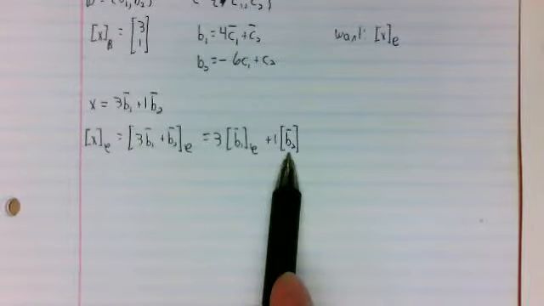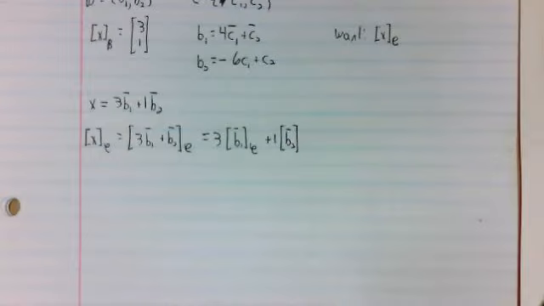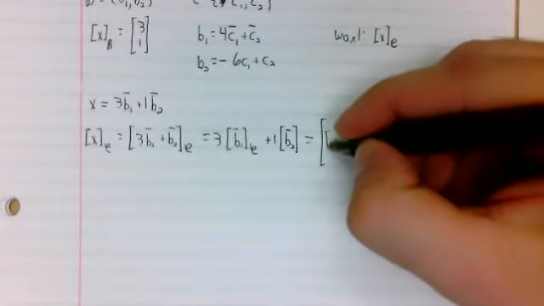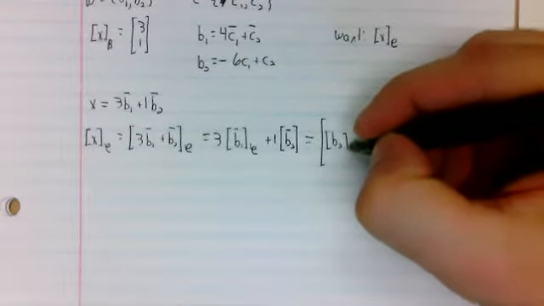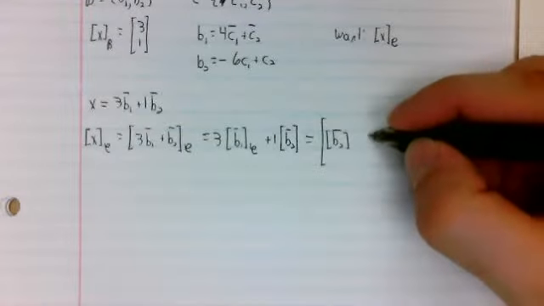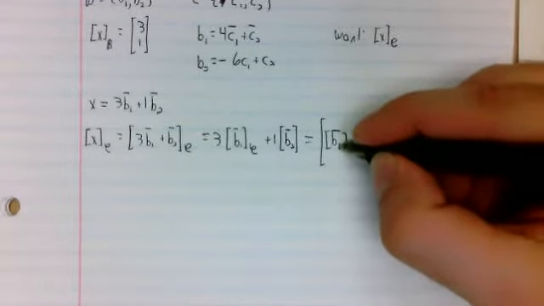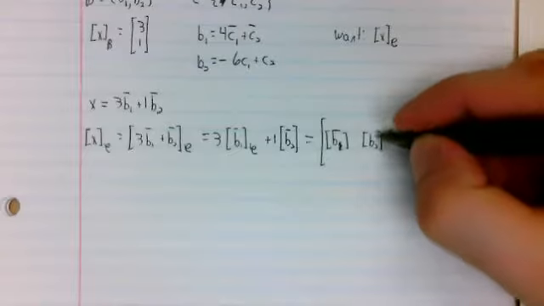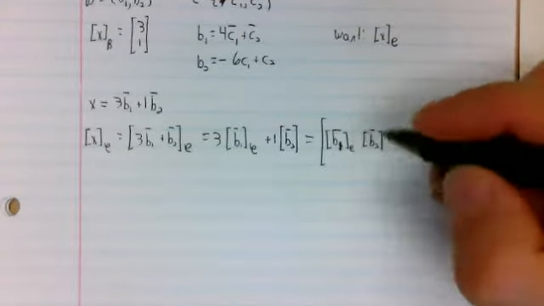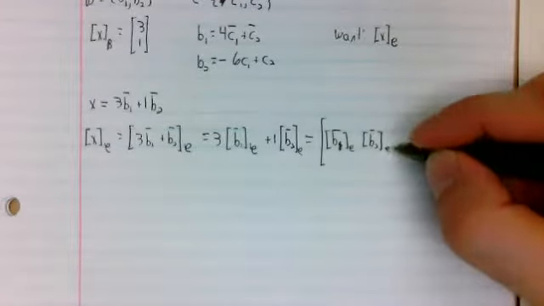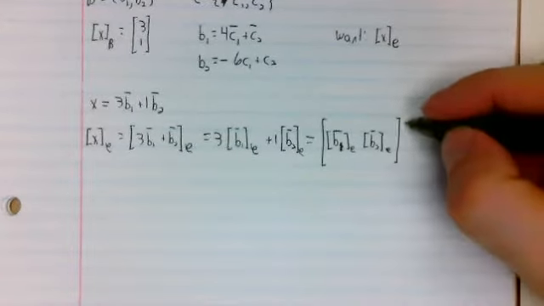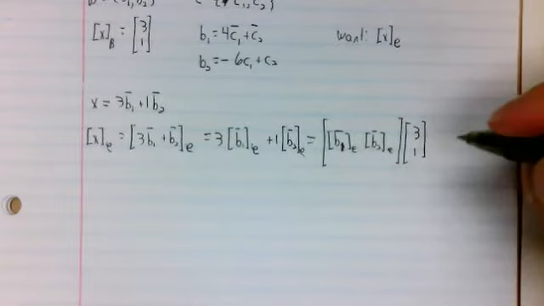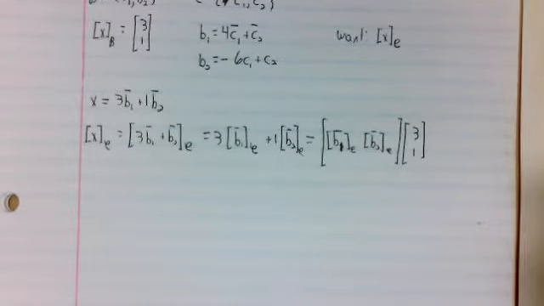This and this are vectors. They're coordinate vectors. So we've got a linear combination of vectors, and a linear combination of vectors is a matrix times a vector.